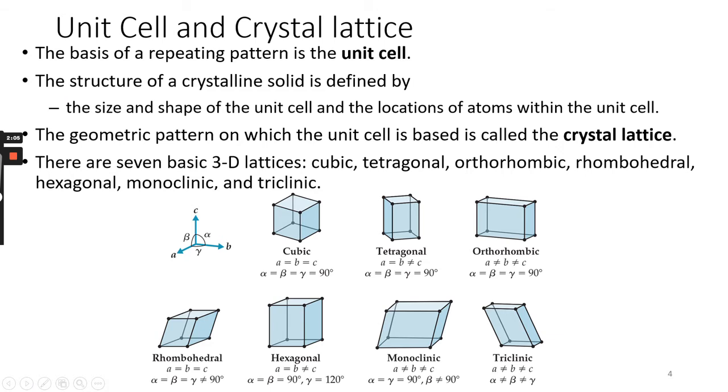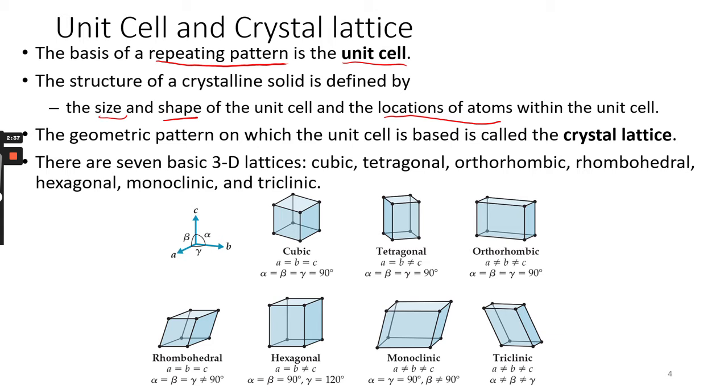If we're looking at our crystal solids, we have something called a unit cell. It is the smallest repeatable pattern within the crystal. So its repeatable pattern is the unit cell. So here are 7 different types of unit cells that you could have. The structure of the crystalline solid is defined by the size and the shape of the unit cell and where the atoms are located within the unit cell.